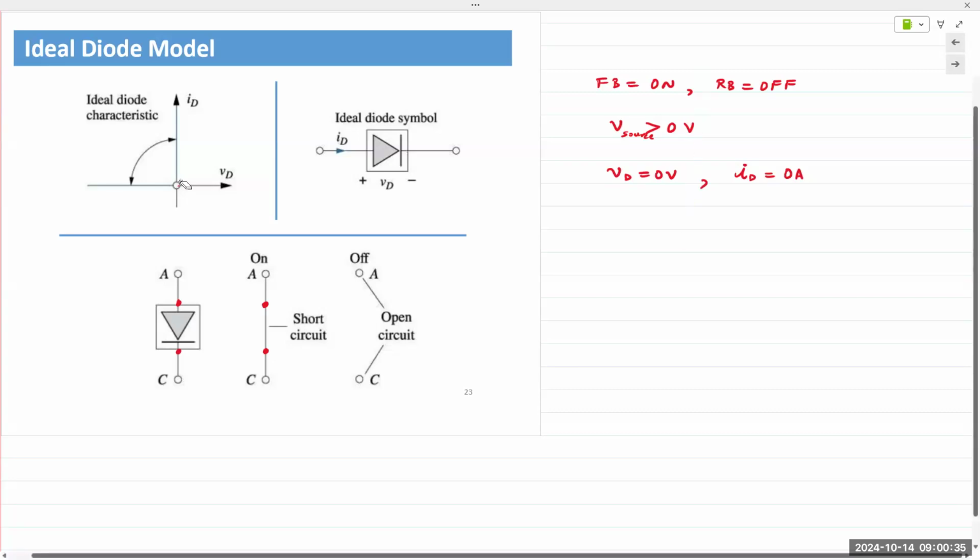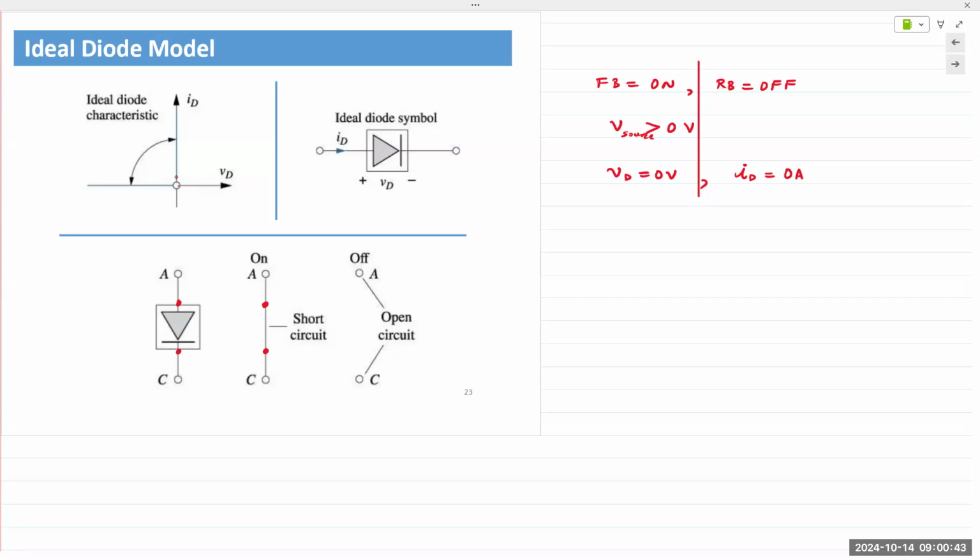Let's do it this way. Okay, the ideal diode model assumes that 0.6 or 0.7 volts is not required to turn it on. It simply assumes that as long as the source voltage is slightly larger than 0, the diode is on, and you replace it with a short circuit. On the other hand, if the diode is off, it's open. So when it's short, voltage is equal to 0. When it's open, current is equal to 0.